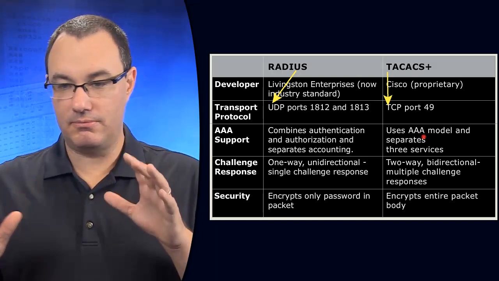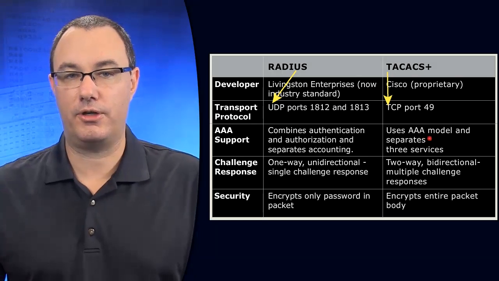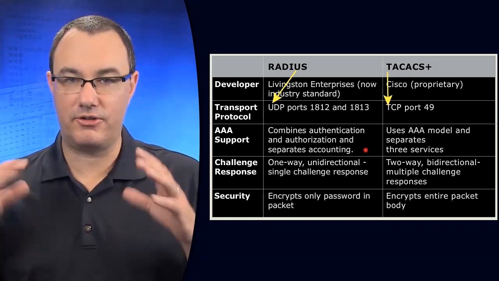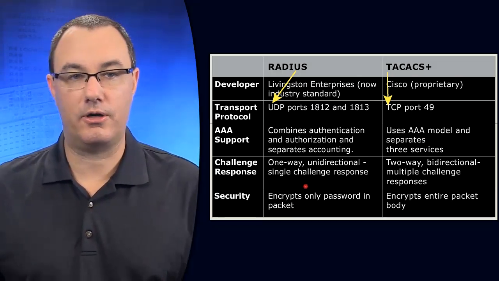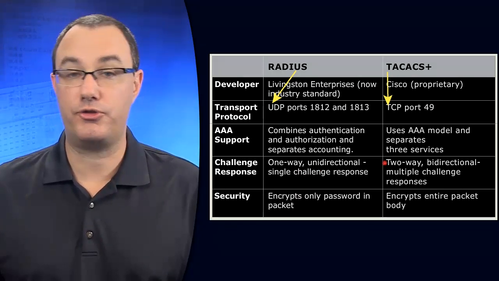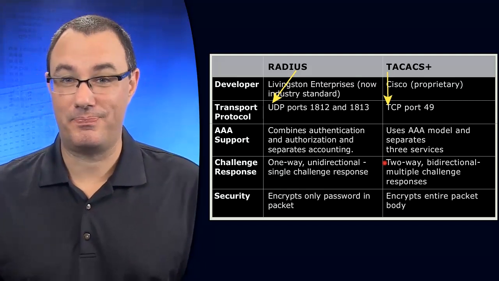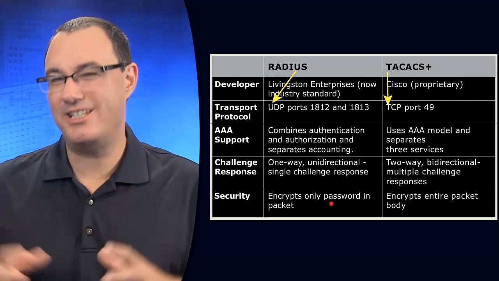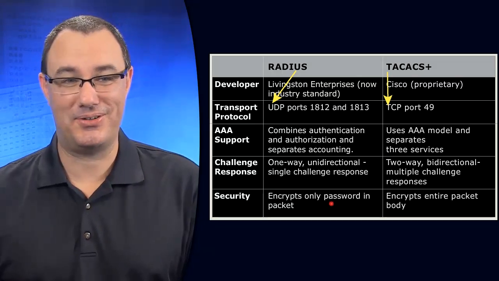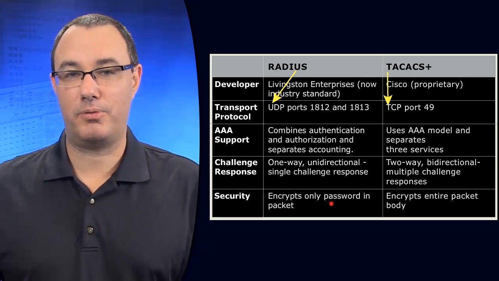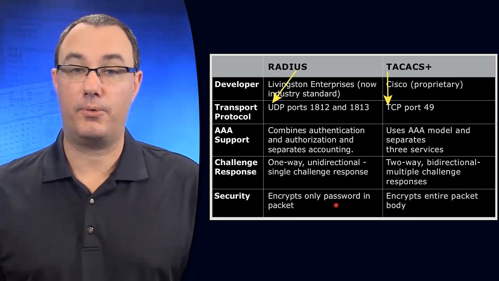TACACS+ uses different threads, different channels, if you will, for the different functions, whereas Radius tries to do it in one lump communication. You can see the challenges for Radius are one-way and unidirectional, TACACS+ two-way bidirectional. I want you to see these. I don't want to skip them, but they're not huge deals for everyday administrators inside of Cisco, even those that are security focused. TACACS+ is more secure because it encrypts the entire payload, whereas Radius only encrypts the password.